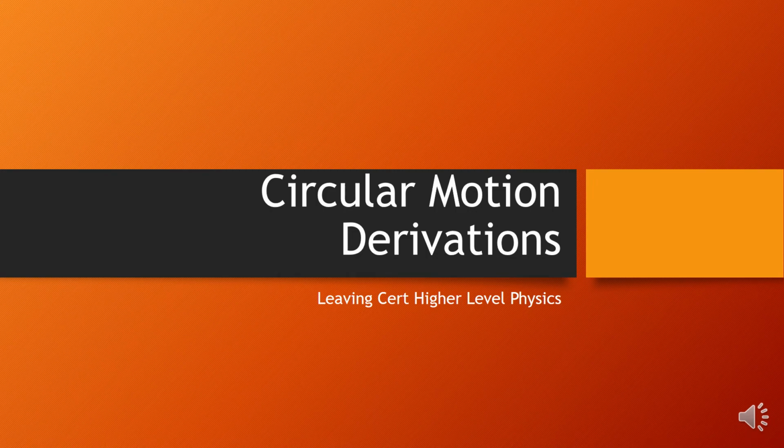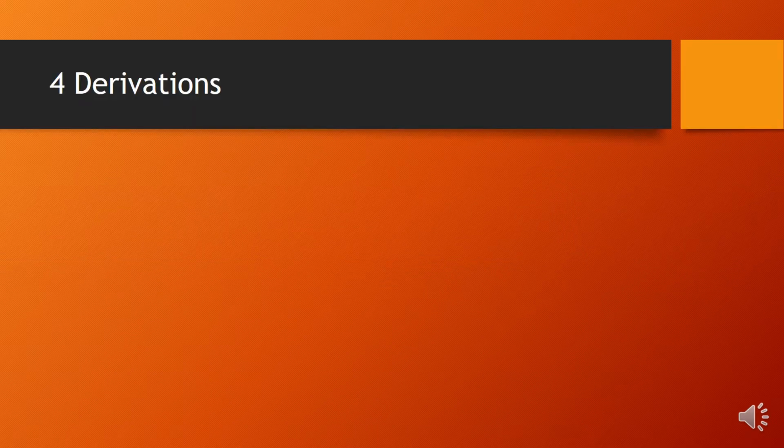This video goes through the circular motion derivations for the Leaving Cert Higher Level Physics course. You may be asked any one of them in your exam. There are 4 derivations in this chapter.